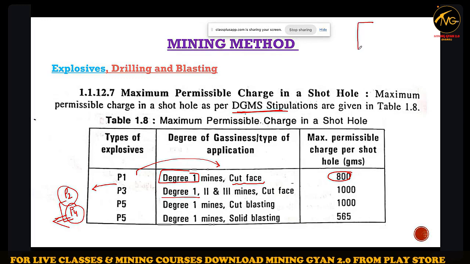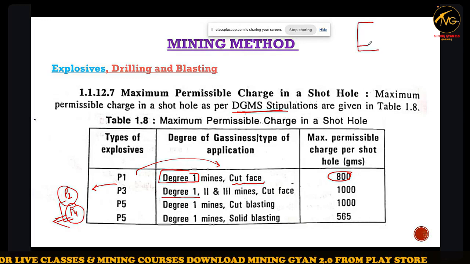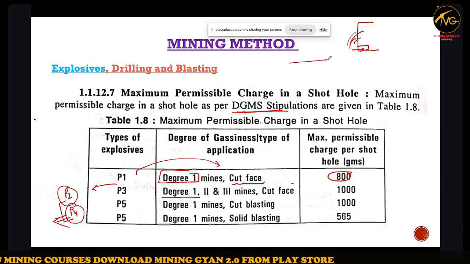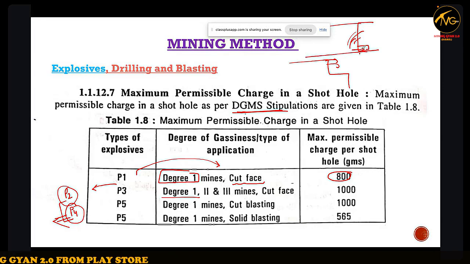Cut face means this is coal, you cut this one to provide a free face, so your coal will blast. If it is open cast, if you want to blast it, it will fall down. But in underground you do not have a face, so you cut, so you will get a free face and it will blast.